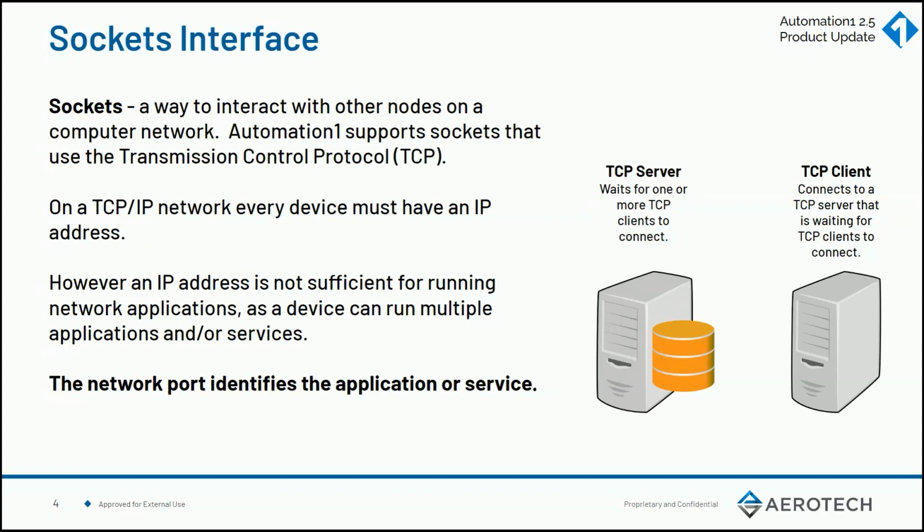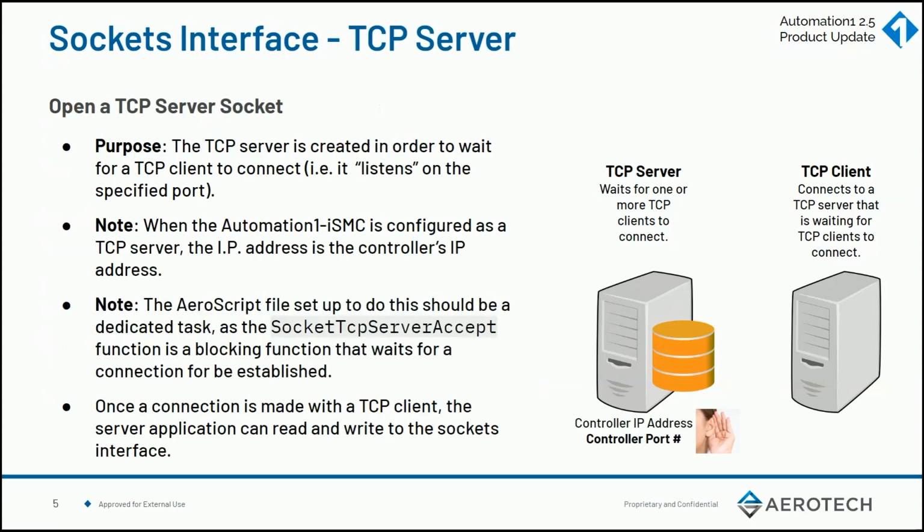If you look to the right-hand side, you'll see the two PCs, one designated TCP server and one designated TCP client. We're going to go over what they do, but a quick summary is that the TCP server waits for one or more TCP clients to connect, and the client connects to a TCP server that is waiting for the TCP clients to connect. So a little bit more detail about the server.